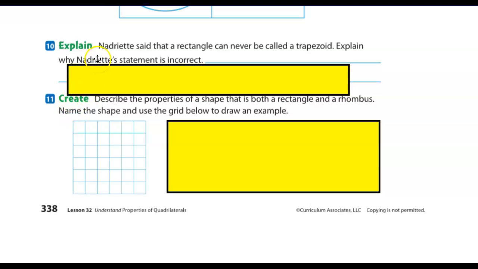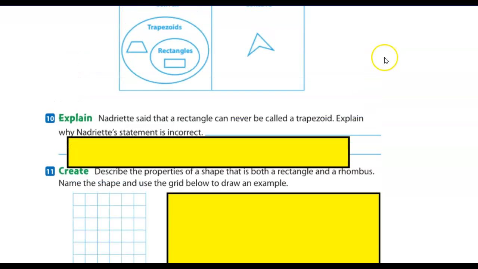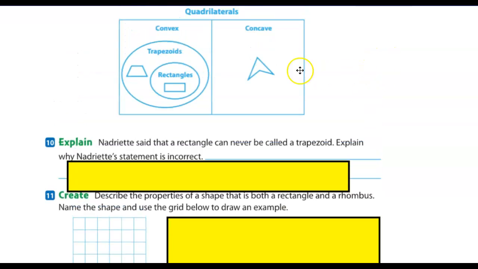Number 10, Naudret said that a rectangle can never be called a trapezoid. Explain why Naudret's statement is incorrect. It said that a rectangle can never be called a trapezoid. Pause the video, answer the question, and when you resume, you'll be able to make corrections or add to your notes.